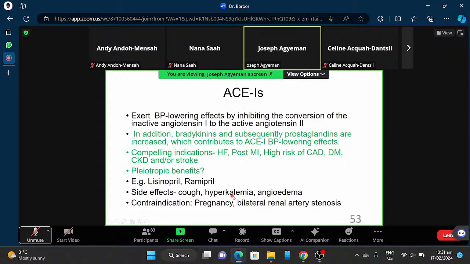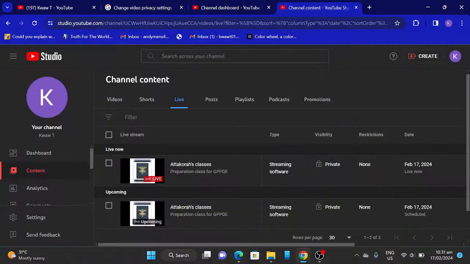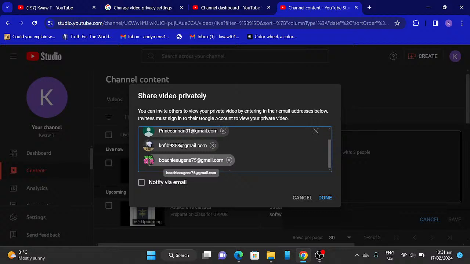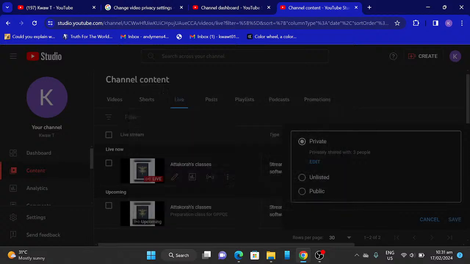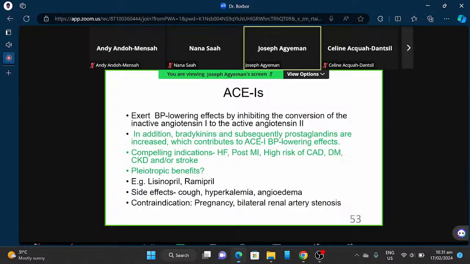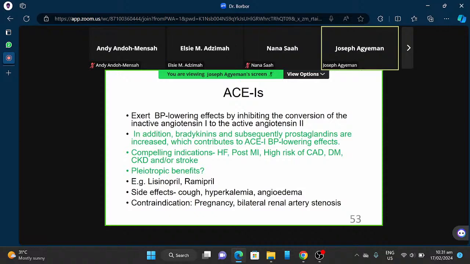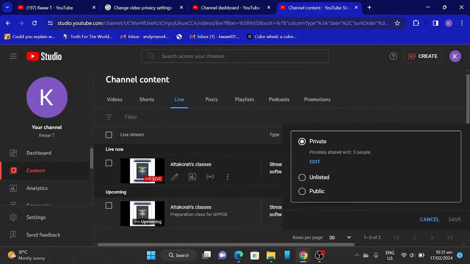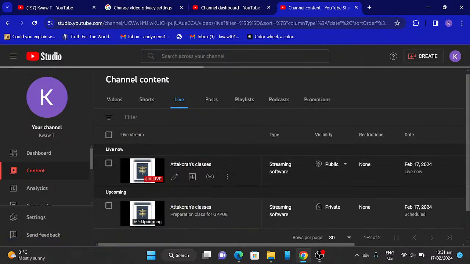Can somebody explain why hyperkalemia occurs here with ACE inhibitors? Focusing on the RAS. ACE inhibitors induce hyperkalemia. What is the possible mechanism? Possibilities? So try again.